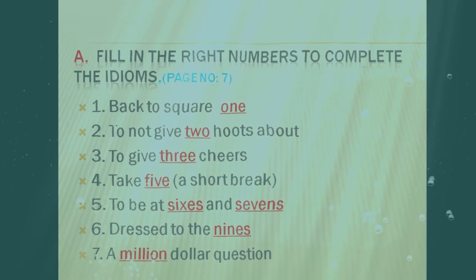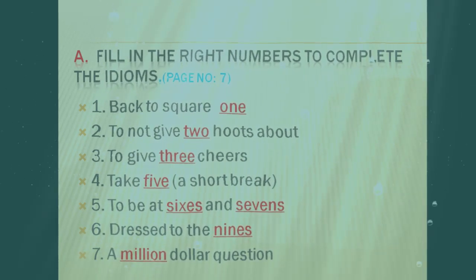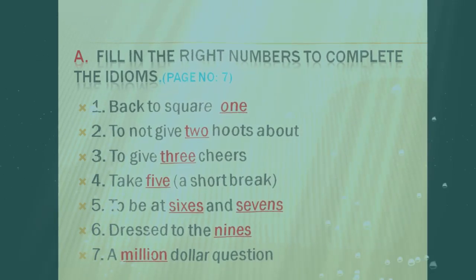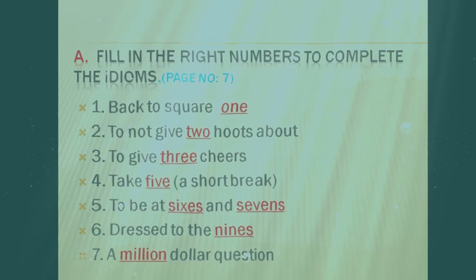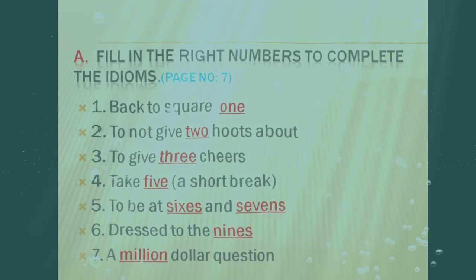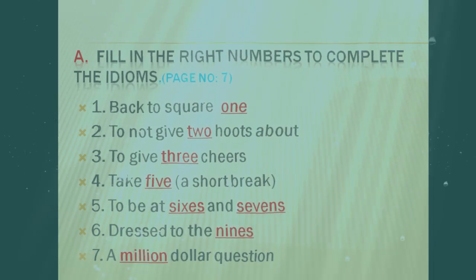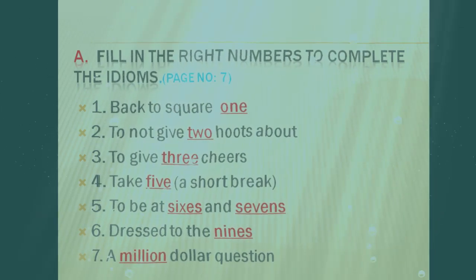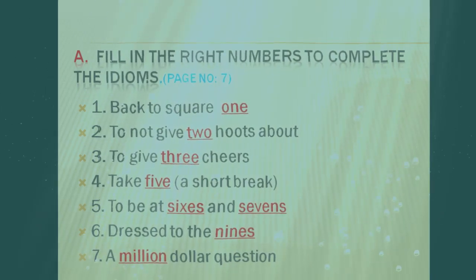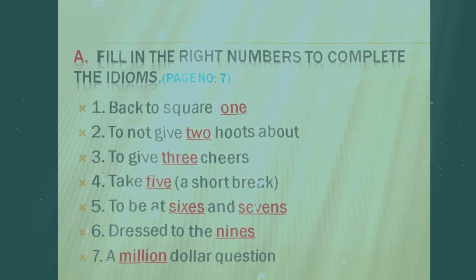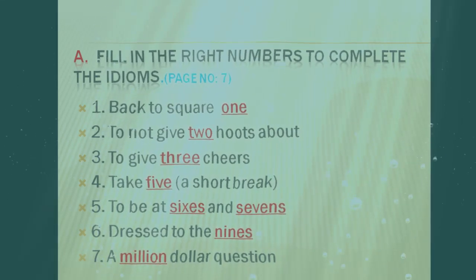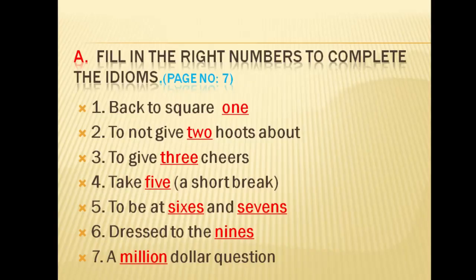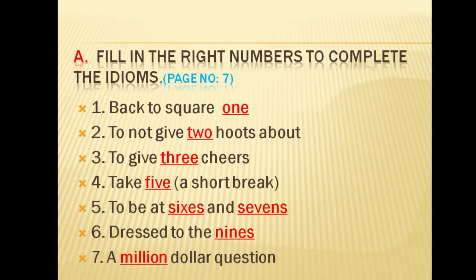The fifth question is to be at 6s and 7s. The next one, dressed to the 9th. Dressed to the 9th. The last question is a $1 million question.